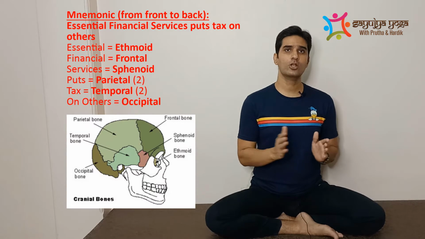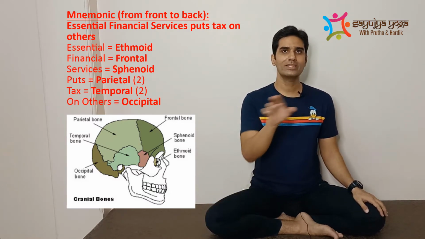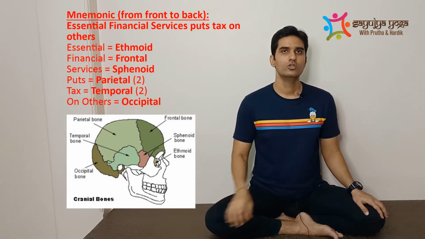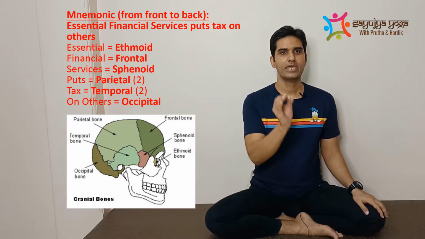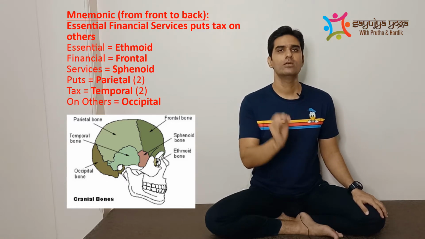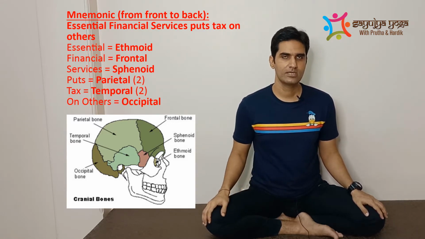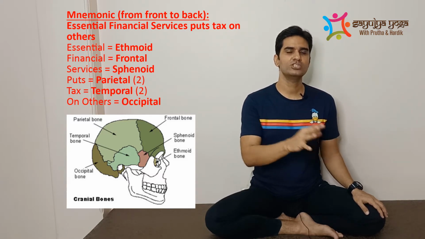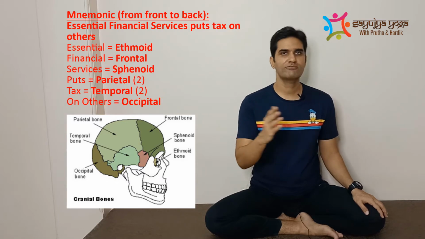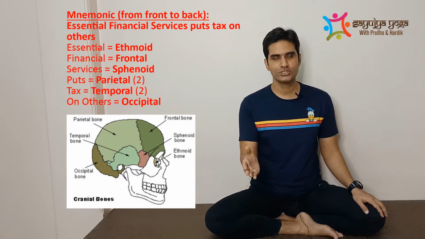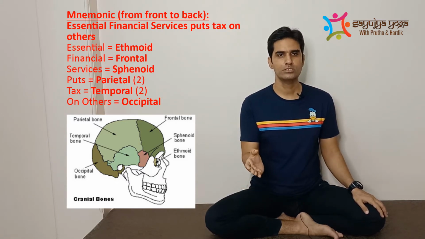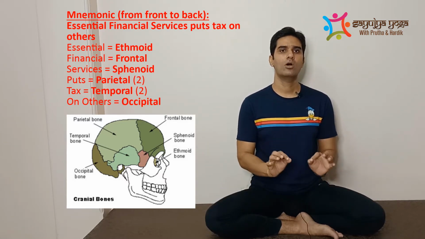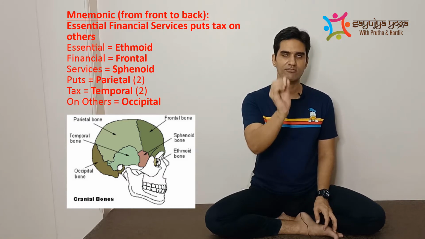So friends, here is a quick mnemonic to remember all the 8 cranial bones in order from front to back. So remember this mnemonic. Essential financial services puts tax on others. Essential indicates ethmoid, financial for frontal, services for sphenoid, puts for parietal, tax for temporal, on others for occipital. So friends, you can remember all the 8 cranial bones very easily if you remember this mnemonic.